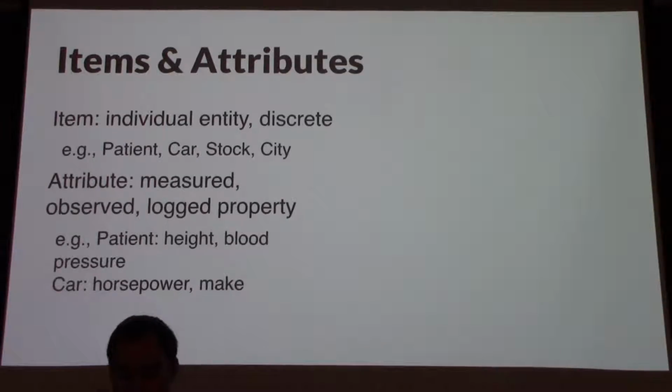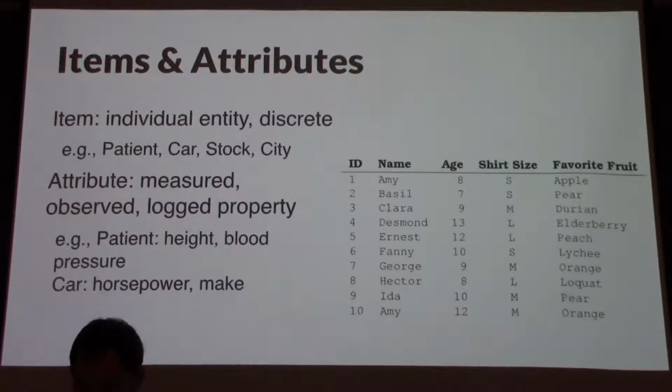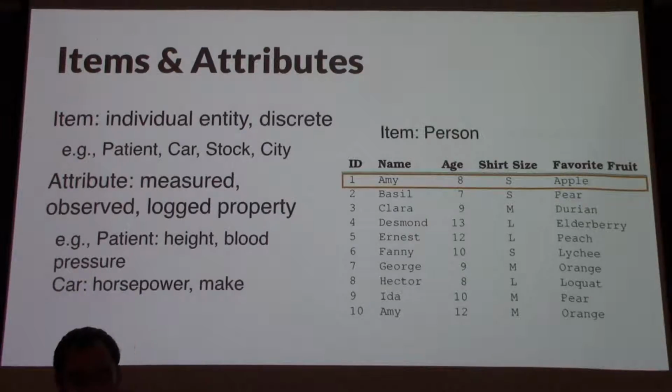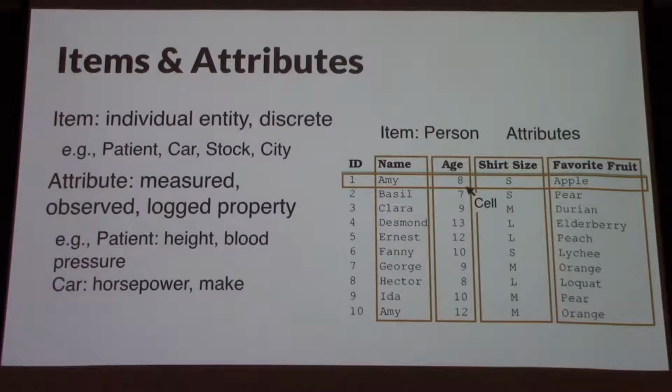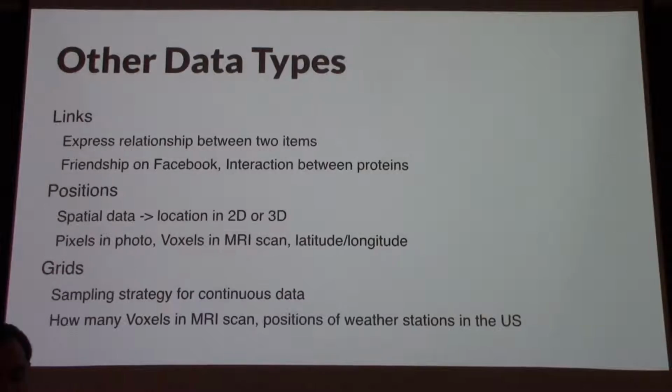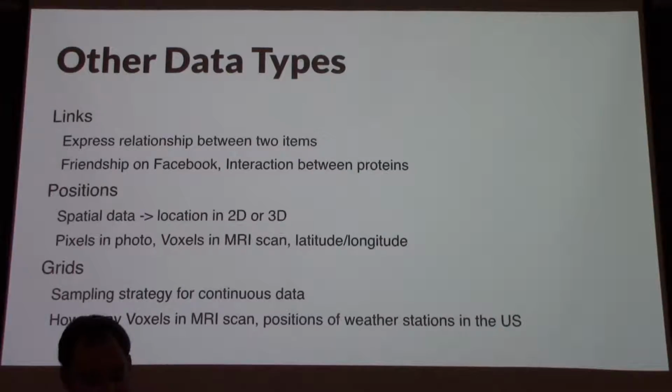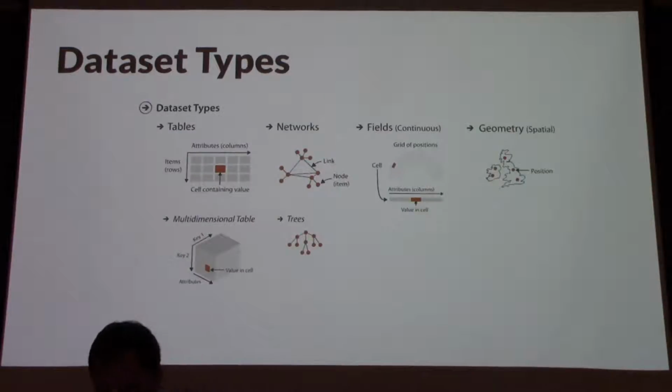So, like we mentioned, an item is an individual entity that is discrete, like a person, a patient, a car, a stock, a city, and the attributes are defined on these items. So in this example here, we had the item person, and then we had the attributes name, age, shirt size, and favorite fruit. Yeah, I think we went over that sufficiently.